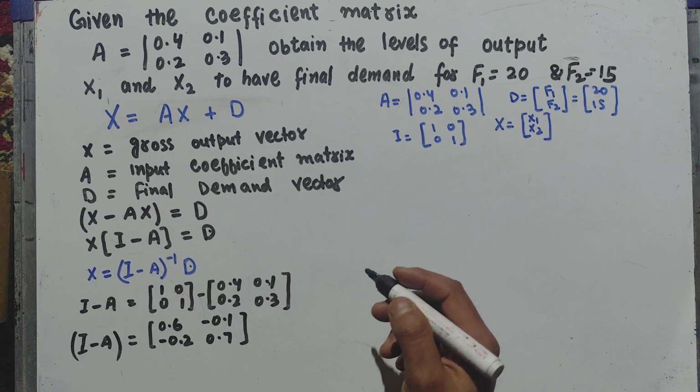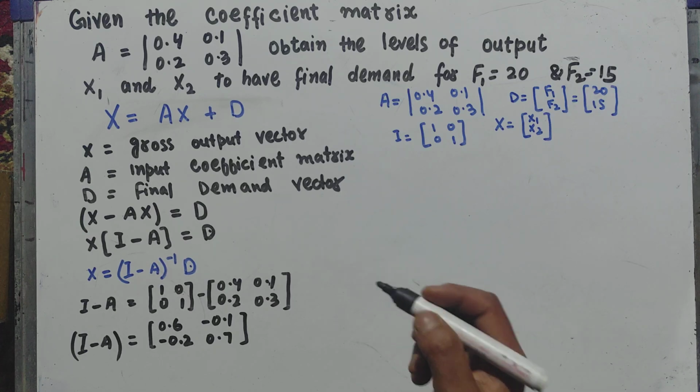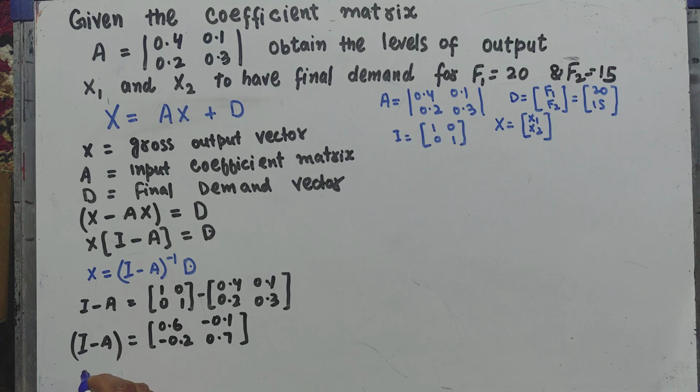To find the inverse of the Leontief matrix, we need to find the determinant of I minus A. How do we find the determinant? We multiply these two elements first, 0.6 into 0.7, which is 0.42. Then we subtract the product of these two. Here minus into minus is plus, and 0.2 into 0.1 is 0.02.